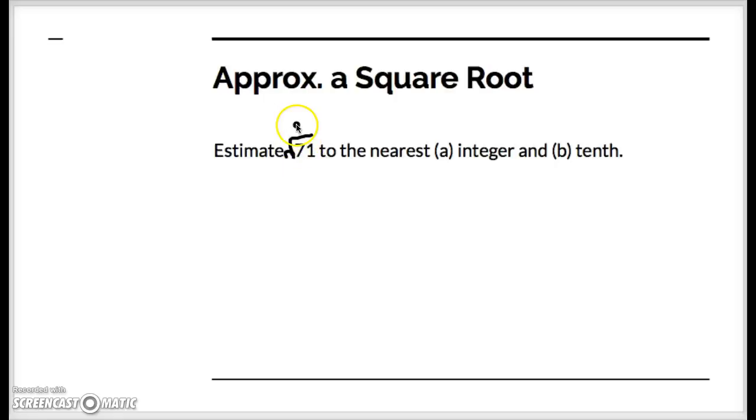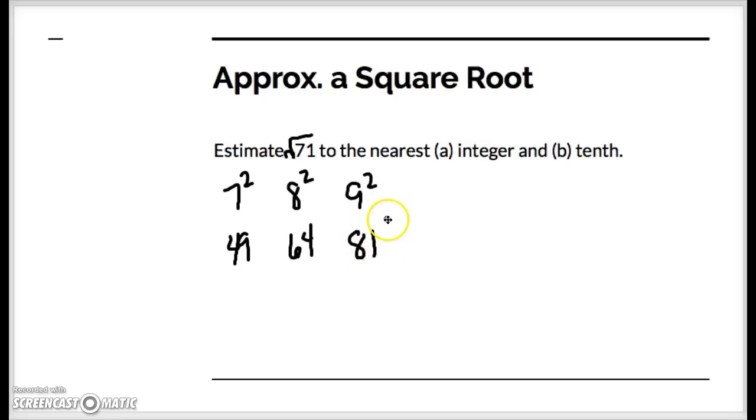So I know that 7 squared would give me 49. 8 squared would give me 64. I'm still not quite there yet. 9 squared would give me 81. So right now, I see that 71 is going to fall right here in between 64 and 81.